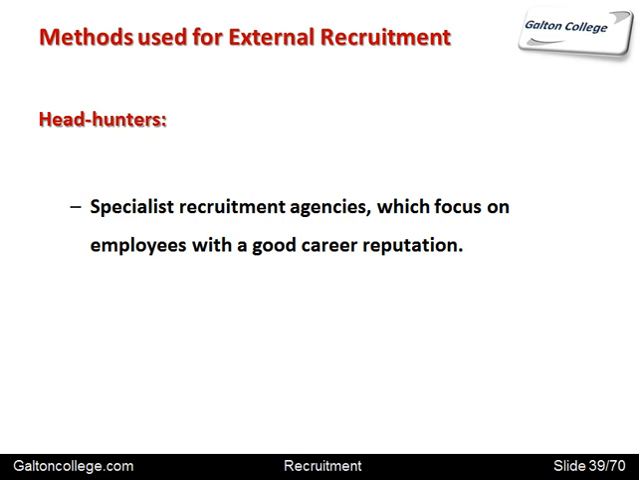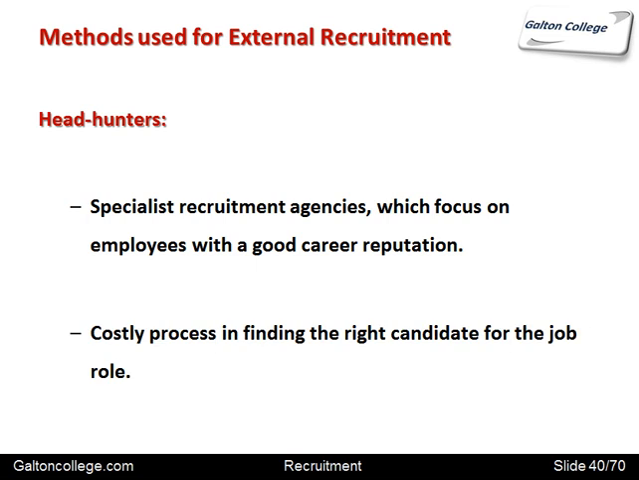So they're specialist recruitment agencies which focus on employees with good career reputation. So they're very careful to select people who are skilled and reliable, professional and appropriate to the requirements that have been set out. It's a costly process, and the headhunters can charge the business quite a lot for this service.